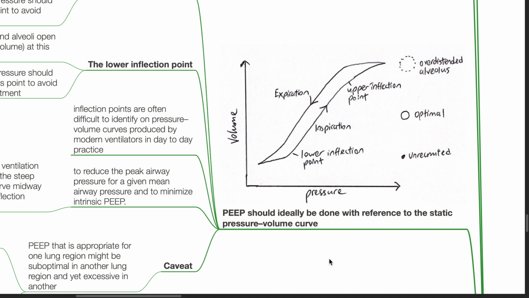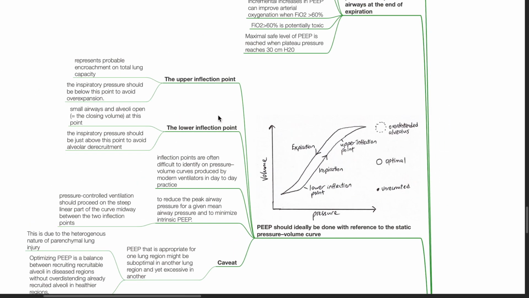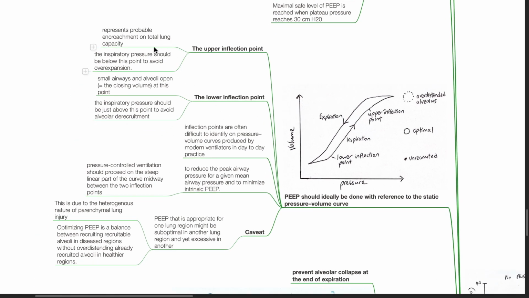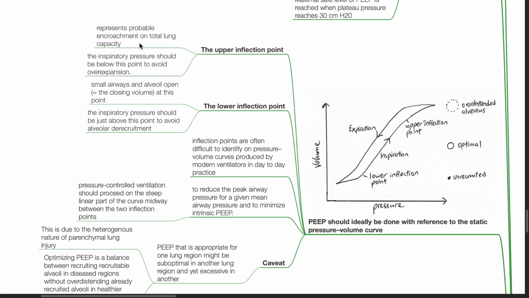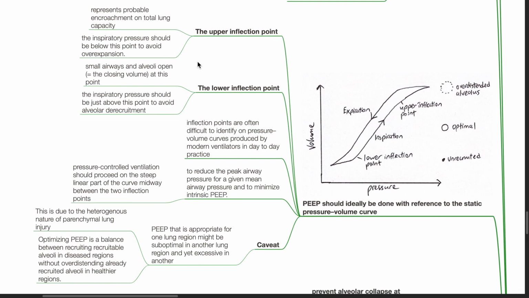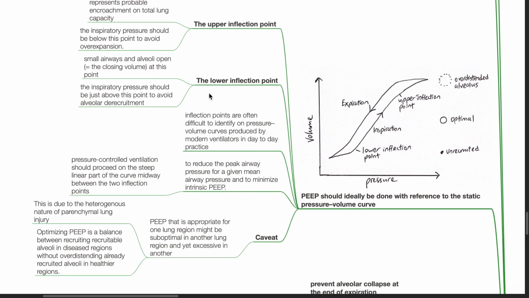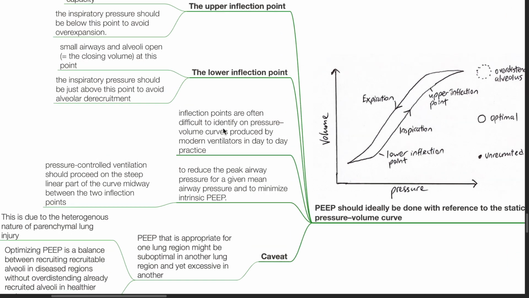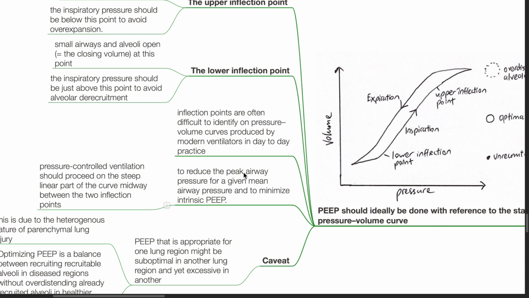The upper inflection point represents probable encroachment on total lung capacity. Inspiratory pressure should be below this point to avoid overexpansion. At the lower inflection point, small airways and alveoli open, which is equal to the closing volume at this point. The inspiratory pressure should be just above this point to avoid alveolar derecruitment. Inflection points are often difficult to identify on pressure volume curves produced by modern ventilators in day-to-day practice.